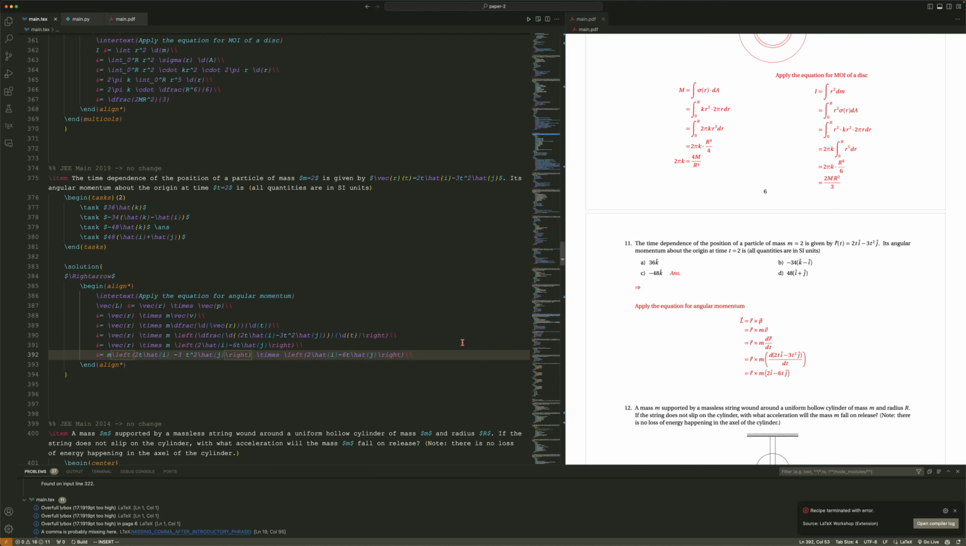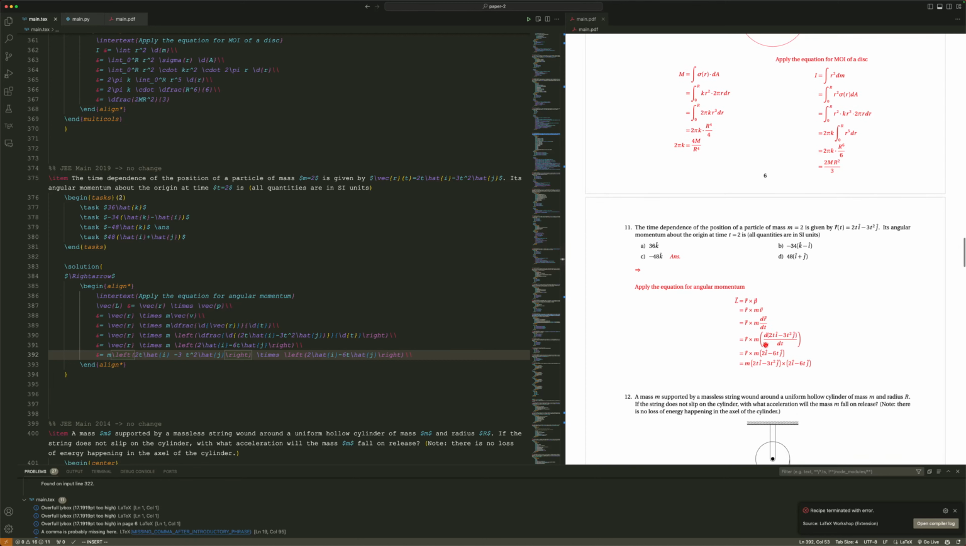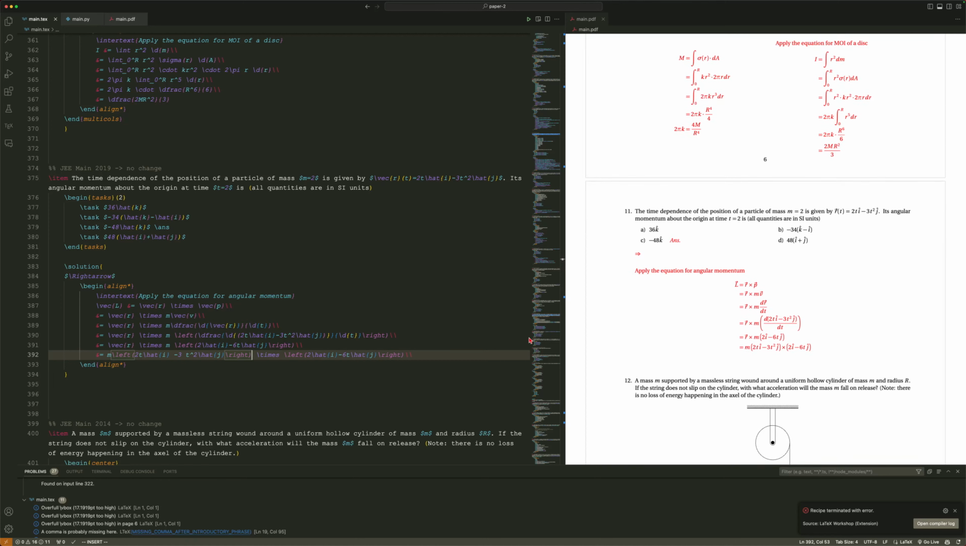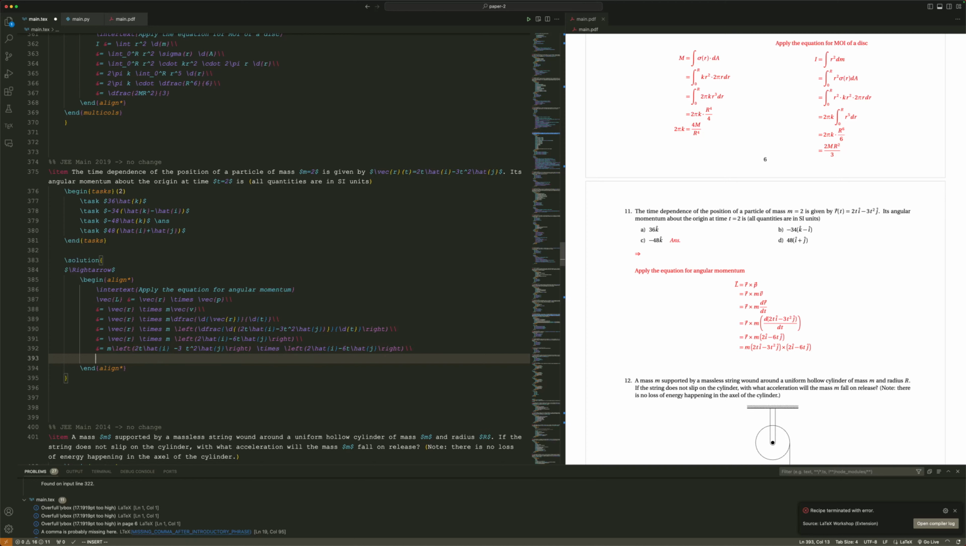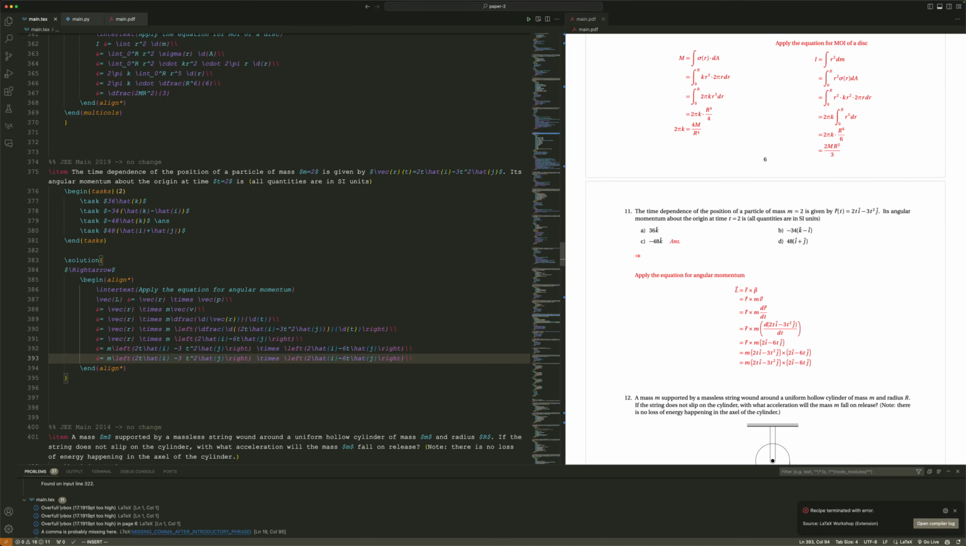Let's run it first, then see what happens. Yes, as you can see, it's perfectly right, and now we can apply the cross product. Let's see what it got. So no, it does nothing, just a crap.